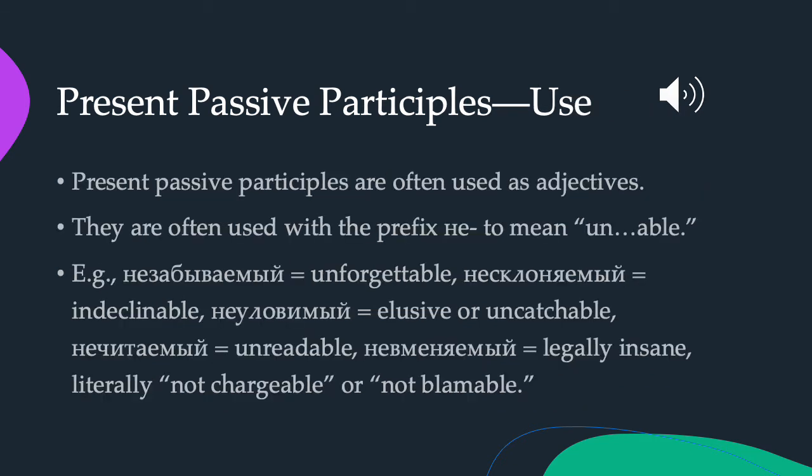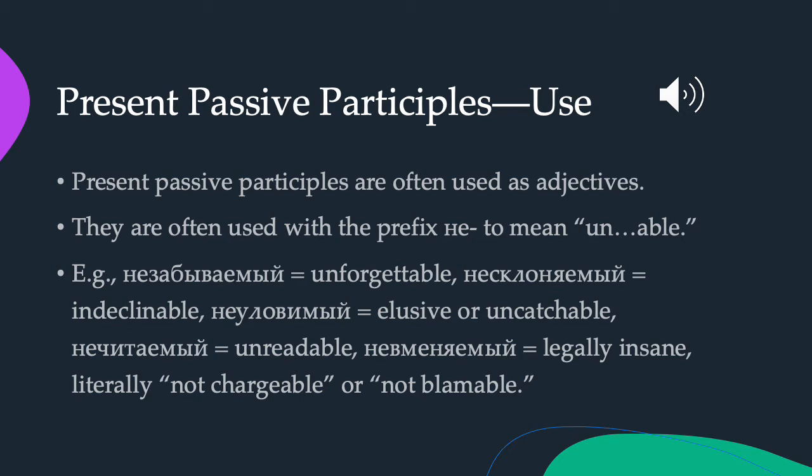And when do we use present passive participles? They are often used as adjectives, and that's why you probably already know words like любимый, favorite or beloved, or уважаемый, which literally means respected, but is often used to mean dear at the beginning of a letter. For example, if you were writing a formal letter, you would begin it with уважаемый, so on and so forth. And they are also often used with the prefix не to mean unsomethingable. So for example, незабываемый is unforgettable. Несклоняемый is indeclinable.